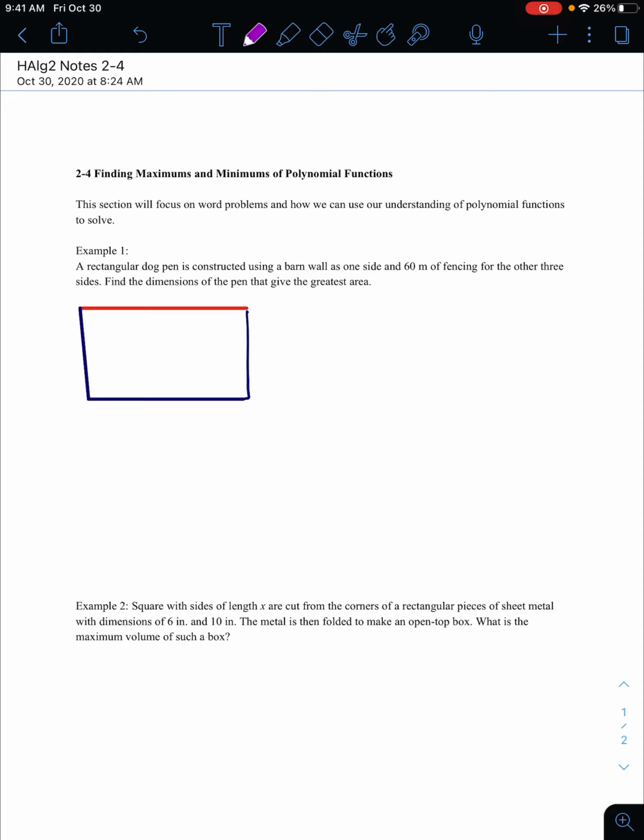So I've drawn a picture of the pen. I'm going to label the vertical sides as x, the horizontal side as y. This red side is the barn, so it doesn't have anything to do with our problem right now. So we know that the length of the fencing is 60 meters, therefore we know that 2x plus y equals 60.